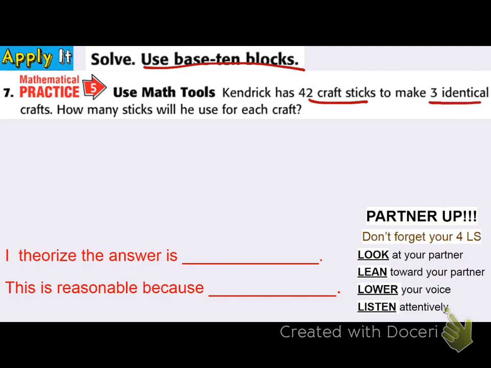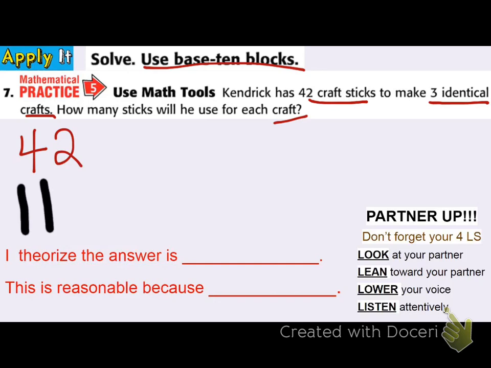And she's making 3 identical crafts. So she needs to break 42 into 3 different groups. How many sticks will he use for each craft? So Kendrick's a boy, and he needs to make 3 crafts. Well, I have 42. So step 1, let's model 42 with our base 10 blocks.